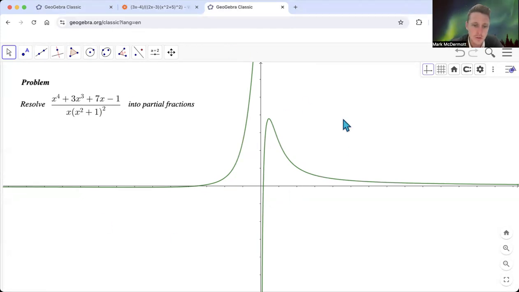And the graph of this actually looks pretty cool, a bit more interesting than some of the other ones I've been seeing recently. So give that a go and let me know how you go. Good luck.